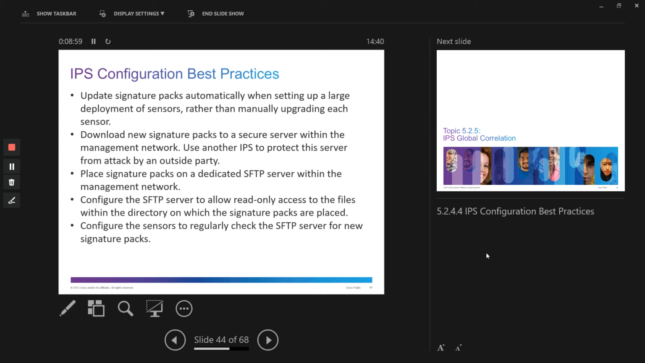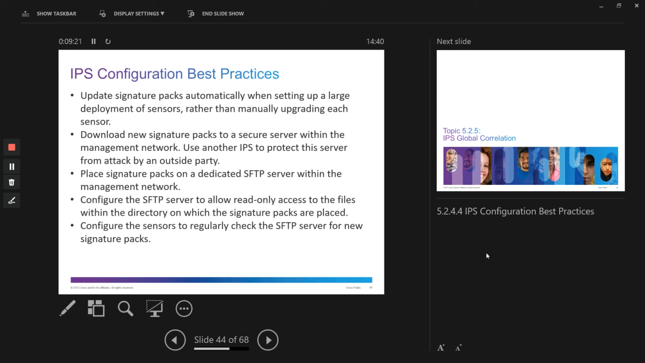Next one, download the new signature pack to a secure server within the management network and use IPS to protect the server from attack by outside parties. And then the third one is to place the signature pack on a dedicated secure FTP server within the management network. So it has to be secure.